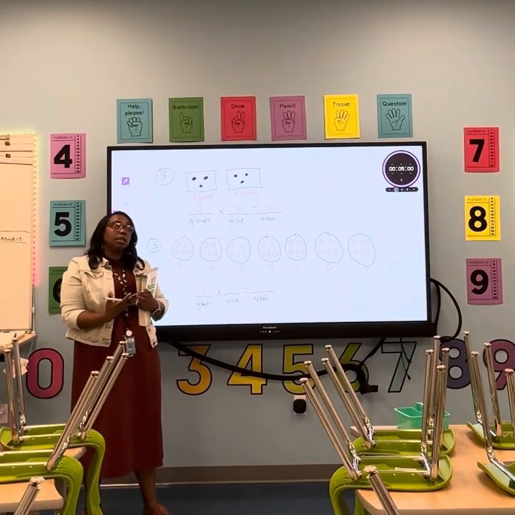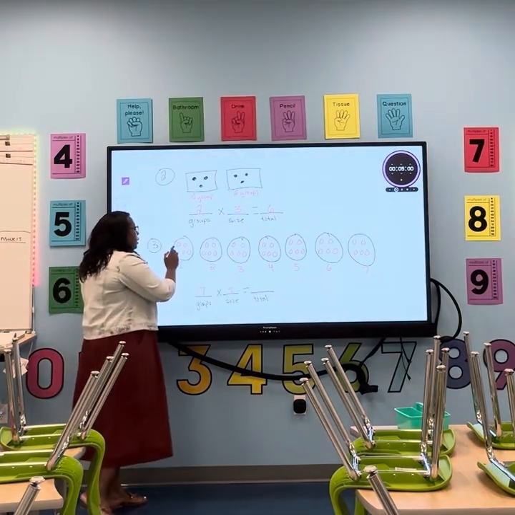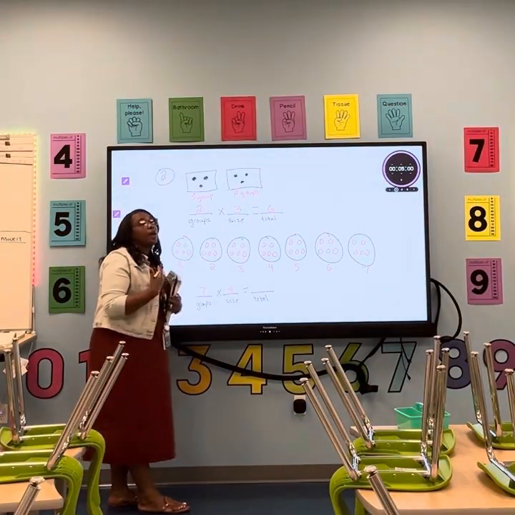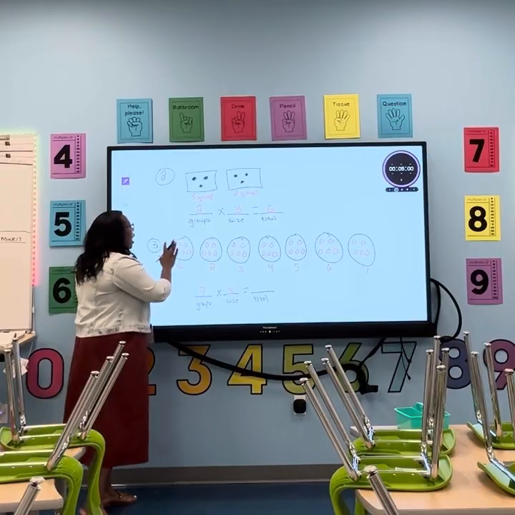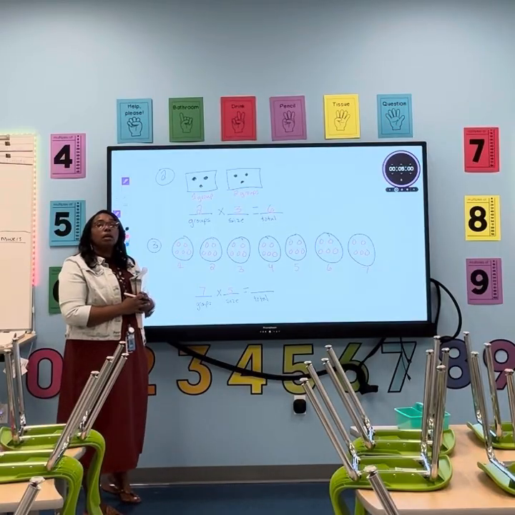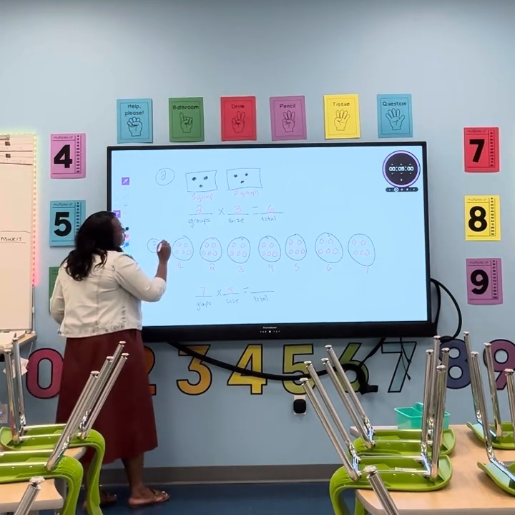If you don't want to skip count, you can always count each chip individually. So just count them one by one. But to practice our skip counting, we can skip count. Now because there are 5 in each cookie, we're going to skip count by 5. So I'm going to go ahead and put my skip count on top.